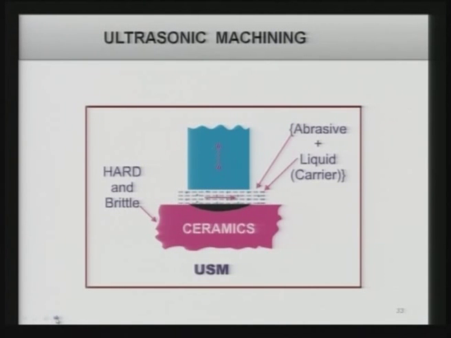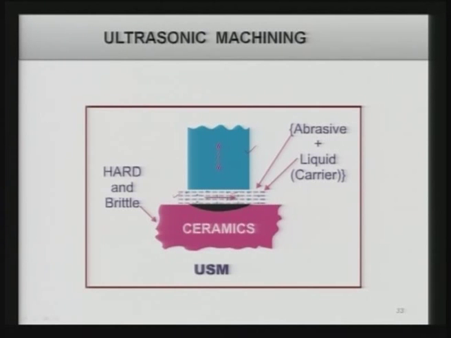In this particular process, you have the slurry, which has water or another liquid mixed with abrasive particles, and there is a tool which is vibrating at ultrasonic frequency. That frequency may be 20,000 hertz. That means the tool is vibrating 20,000 times in 1 second, and there are hundreds or thousands of abrasive particles being hit by the tool, and all these abrasive particles hit the ceramic workpiece material over here, and each particle each time is removing some amount of material.